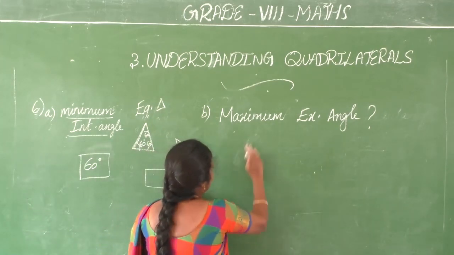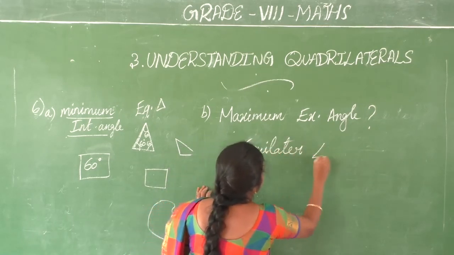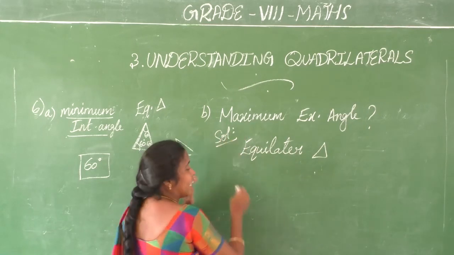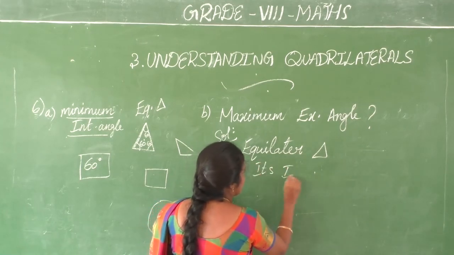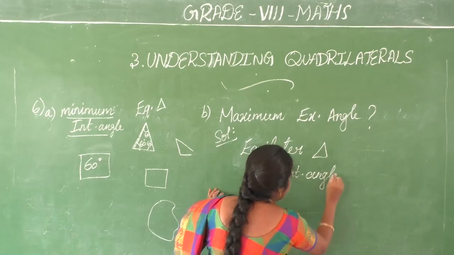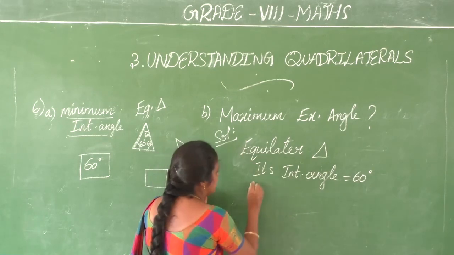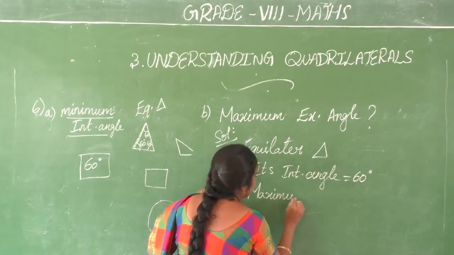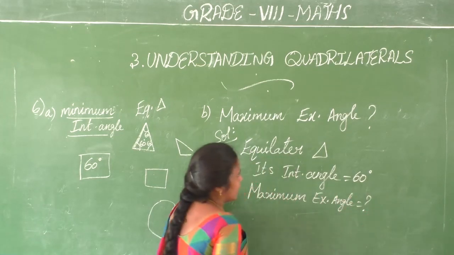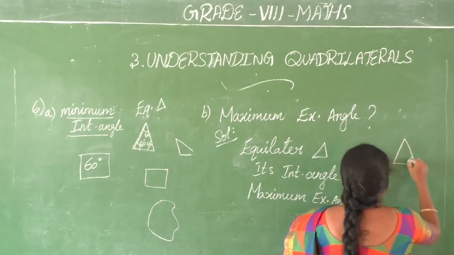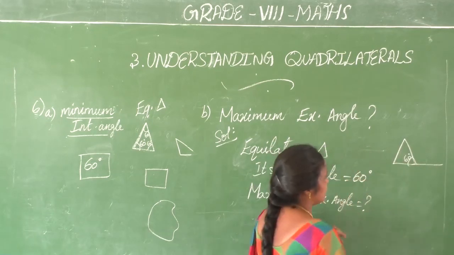How? The equilateral triangle is the regular polygon having the least number of sides. Its interior angle is 60 degree. That means what is its maximum exterior angle? This is the question. Okay, 60 degree is coming. How to find its exterior angle? The same way, linear pair.